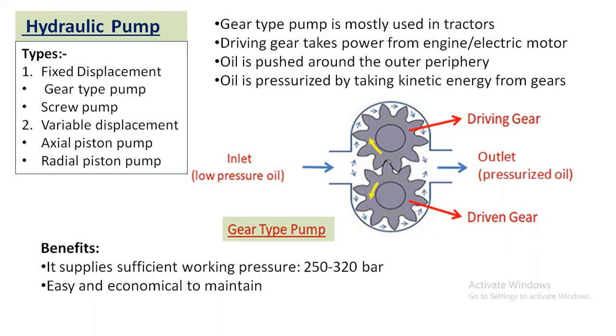So why do we use a gear type pump? Its benefits are, first of all, it supplies a sufficient amount of working pressure, and the other is that it is very easy to maintain, it is economical to maintain, and it is economical to purchase. It is simple in construction.